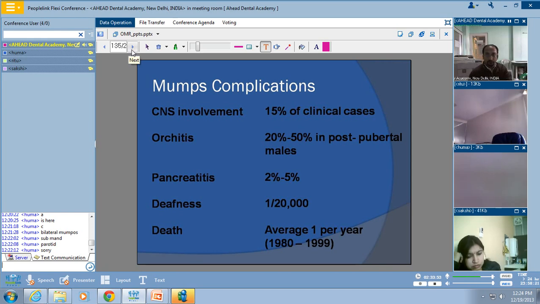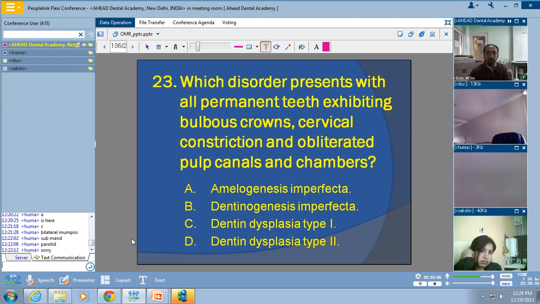23rd. Which disorder presents with all permanent teeth exhibiting bulbous crown, cervical constriction, and obliterated pulp canals and chambers? So what will be the answer in this? Very good. It is dentinogenesis imperfecta. How do you differentiate dentinogenesis from amelogenesis? Because of the last line in the question, obliterated pulp canal. The moment there is an obliteration of the pulp canal and the chambers, our answer becomes pretty straightforward. In fact, that is the only way we can differentiate choice A and choice B, that is amelogenesis and dentinogenesis imperfecta. Okay?